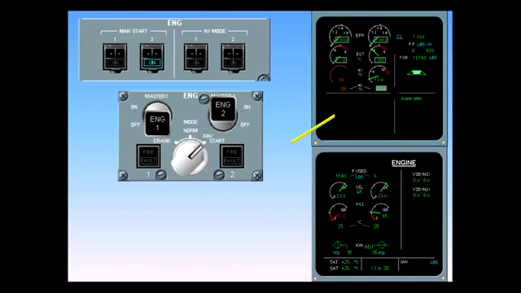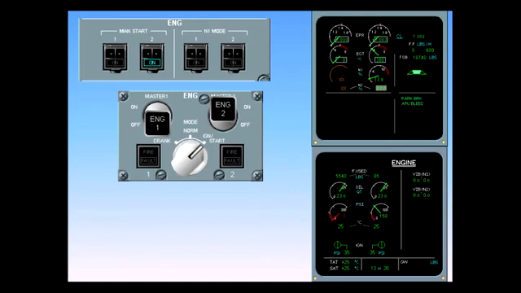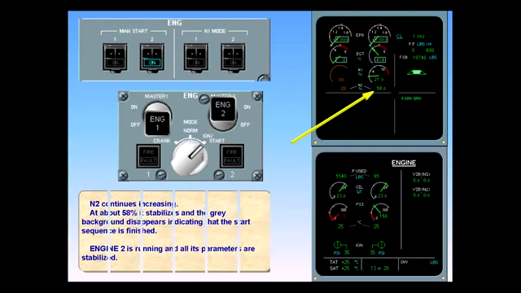When N2 reaches 43%, the start valve closes and ignition stops. N2 continues increasing. At about 58%, it stabilizes and the gray background disappears, indicating that the start sequence is finished. Engine number 2 is running and all its parameters are stabilized.